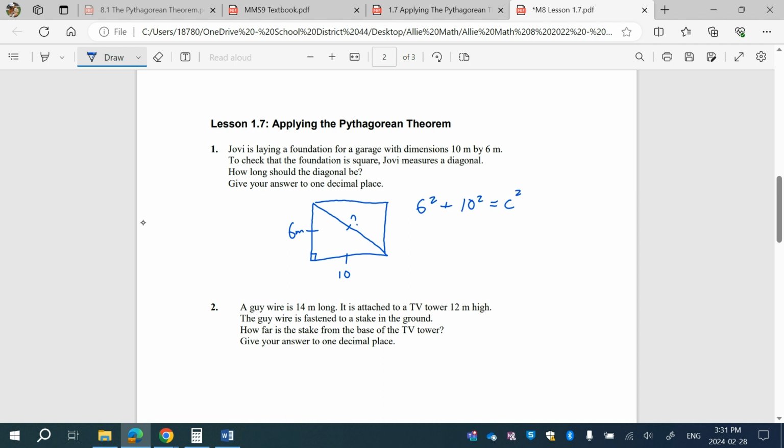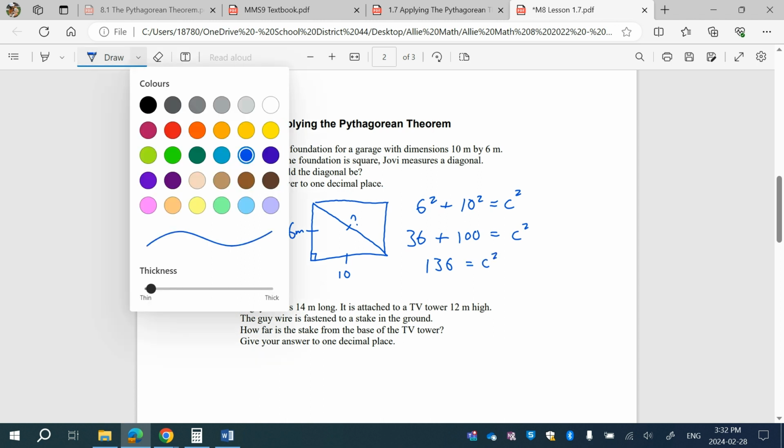We don't know, you could use c, you could use h. Either is going to be fine. So let's go 6 squared. So 6 times 6 is 36 plus 10 squared. 10 times 10 is 100. That's going to equal c squared. We still don't know what that is. Next, let's add up our two squares. So 36 plus 100 is 136 equals c squared.